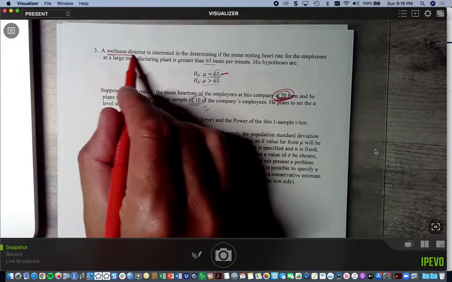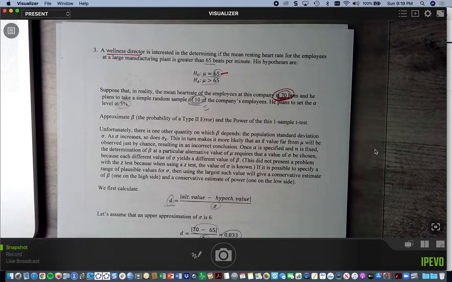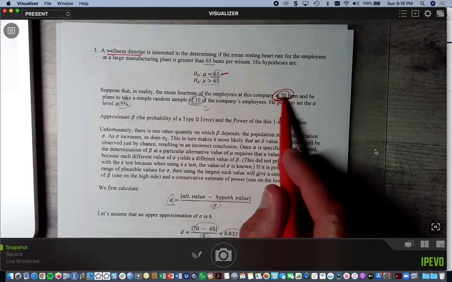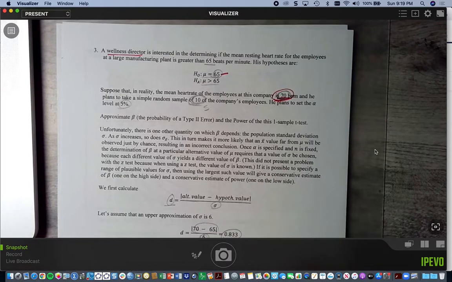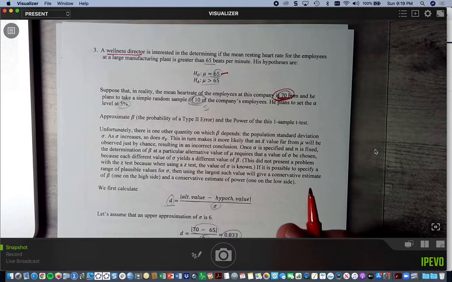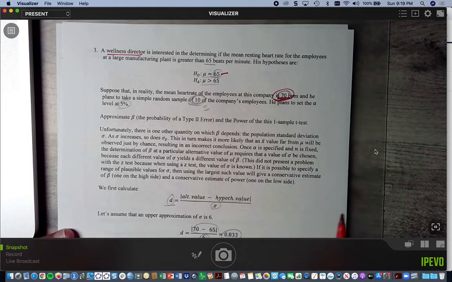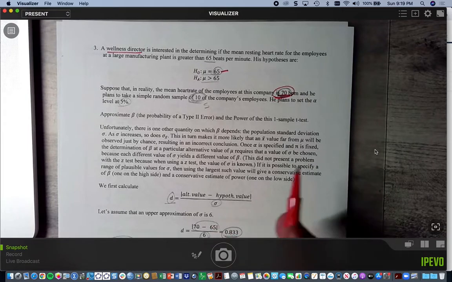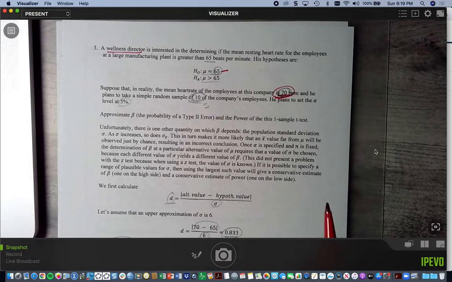If this is the wellness director at a company, he's probably interested in doing some kind of a wellness program for the employees. He took their blood pressure or their heart rate. They have a fast heart rate, so maybe they could bring that down by exercise or diet, things like that. So maybe he wants to put together a program, but the test says there's no reason to do it. So we're missing out on an opportunity to make these people healthier by introducing a wellness program. When in reality they should have one, but we actually failed to reject.